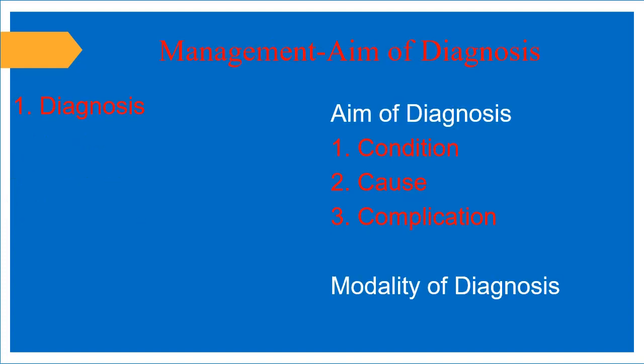As discussed in the last tutorial, the aim of diagnosis is threefold. 1. To find out the condition, which is COVID-19. 2. To find the cause of the condition. COVID-19 is caused by SARS-CoV-2 virus. 3. To find the complications of COVID-19, which are acute respiratory distress syndrome, multiple organ dysfunction syndrome.